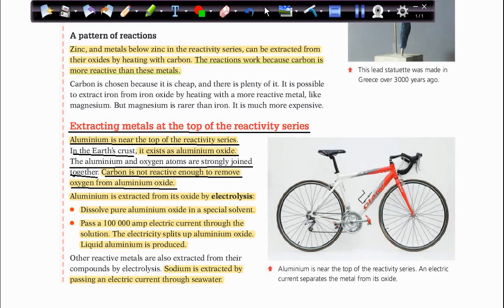This process is called electrolysis. Electrolysis is a process using electric current. We use electricity, that's why we call it electrolysis, okay? So aluminum is extracted from its oxide by electrolysis in two steps. First, we need to dissolve pure aluminum oxide in a special solvent to make a solution, and then we need to pass 100,000 amp electric current through the solution. Here, the electricity splits up aluminum oxide.